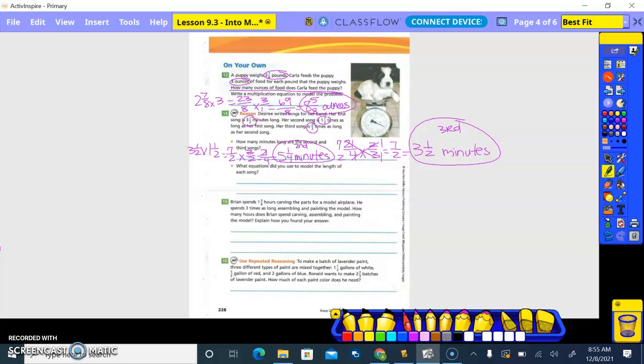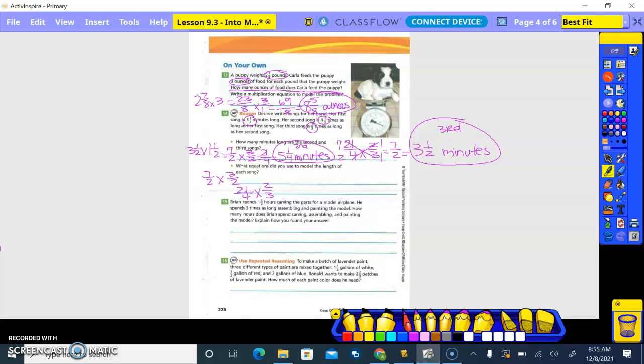Okay. What equations did you use to model the length of each song? So basically they want these right here. So we did 3.5 times the 1.5, okay? And then we used the 21/4 times the 2/3, okay? Brian spends 1 3/4 hours carving the parts for a model airplane. He spends 3 times as long assembling and painting the model. How many hours does Brian spend carving, assembling, and painting the model? Explain how you found your answer.